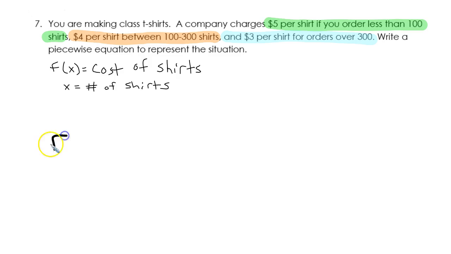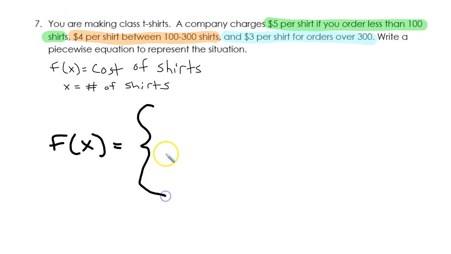So start your piecewise function with f of x, and then equals, and then you're going to put a brace. Now this brace needs to be big enough so that I can have 1, 2, 3 different parts, because there's 3 different costs per different numbers of shirts. The first cost that I get to is $5 per shirt if I order less than 100. So it's going to be $5, I put a comma here, if I order less than 100. So that's all x values less than 100.